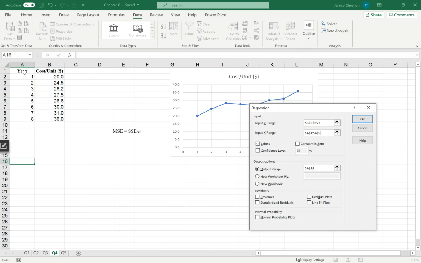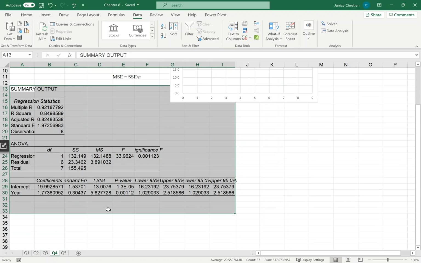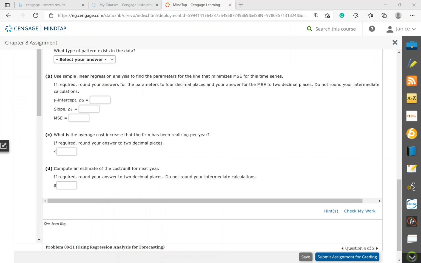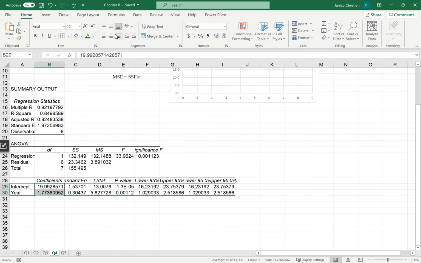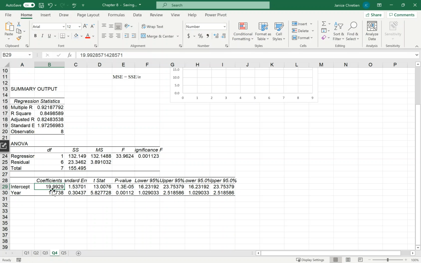Make sure if you're including your headers to tell it labels, and I'll always recommend including your headers because it will make things easy to know what value you're looking at. I think it wanted everything in this question to 3 or 4 decimal places. So I'm going to shrink those down. So here simply is my y-intercept. This is my slope.